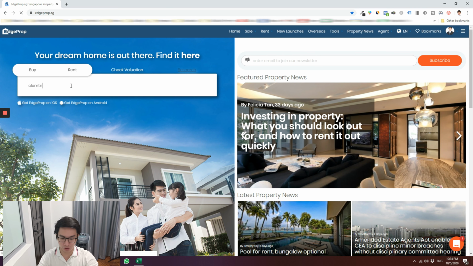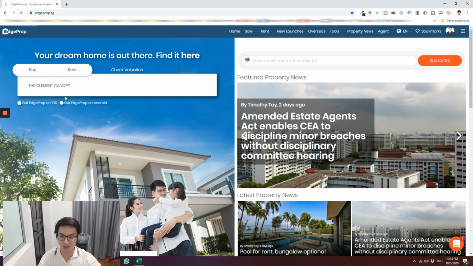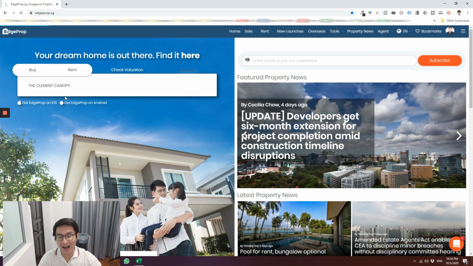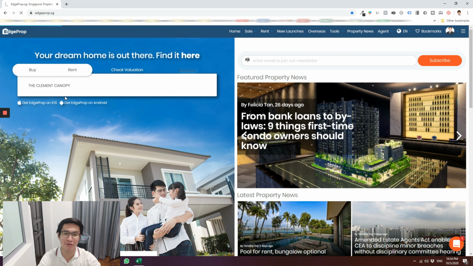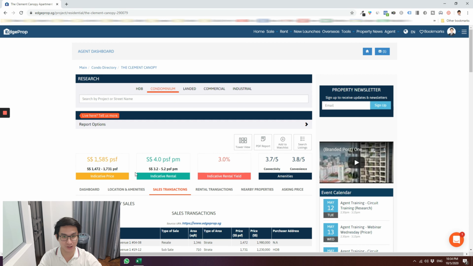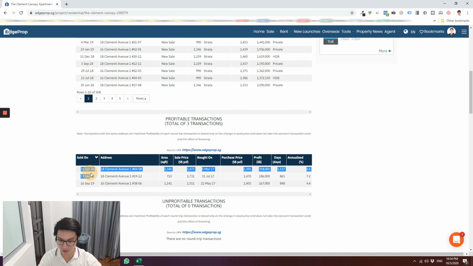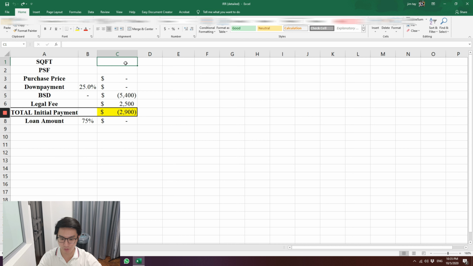The project I've chosen for this example is the Clement Canopy. Why? Because I'm very interested in Clement Canopy and I've done a couple of videos that were quite popular about the project before. Not only that, I also wrote specifically about the TOP effect, and there happens to be a recent transaction here, as you can see, on 15 April 2020. Not that long ago, and it's a good one that I'm going to be using to calculate the internal rate of return with. Okay, so let's plug the numbers into an Excel file.